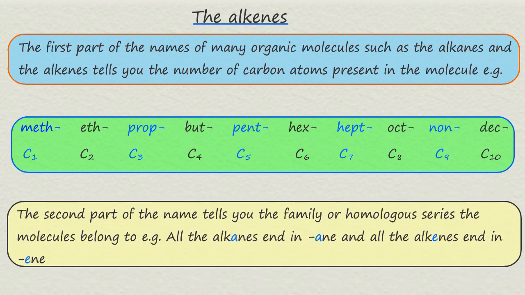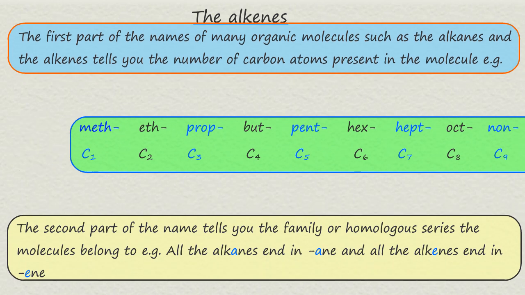Now the second part of the name of a molecule indicates the family or homologous series that the molecule belongs to. So for example, all the alkanes which we previously met end in the letters ANE, while all unsaturated alkenes will end in the 3 letters ENE.